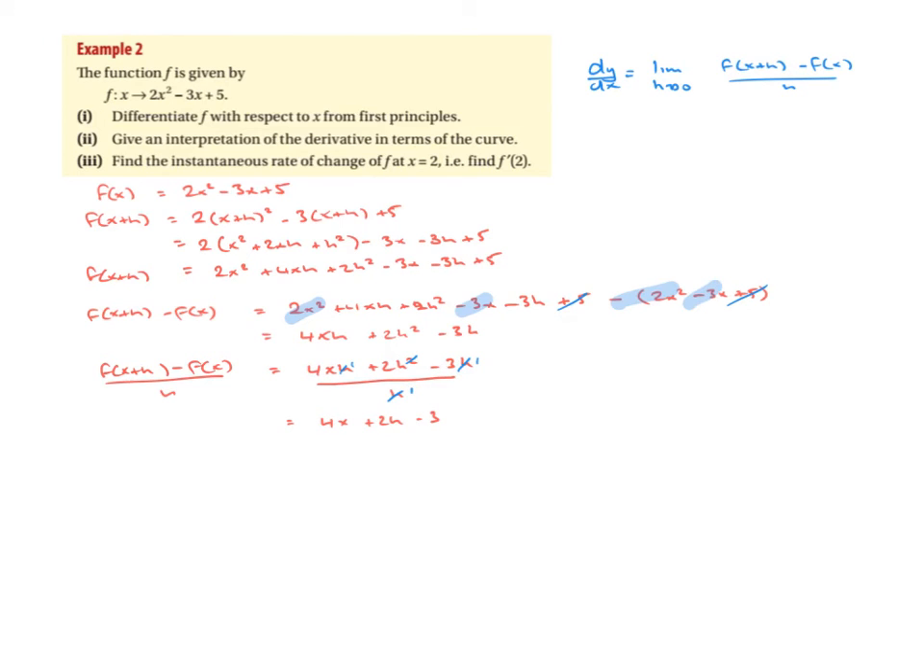So that's what we have now as the answer of f of x plus h minus f of x all over h. And this is now where we've got to take the limit. Notice we have h's in this one, unlike the previous one. So the last thing we have to do is take the limit as h heads towards 0 of f of x plus h minus f of x all over h, which is exactly the same as taking the limit as h heads towards 0 of this expression here, which is 4x plus 2h minus 3.